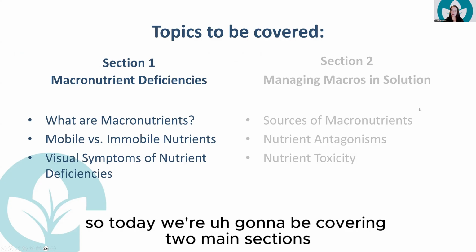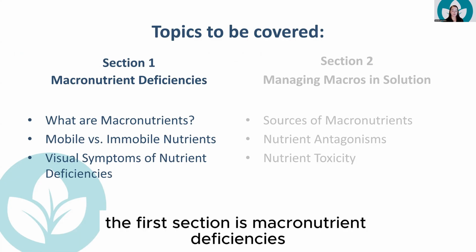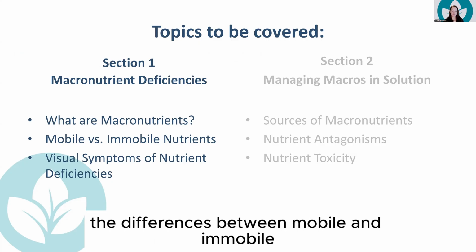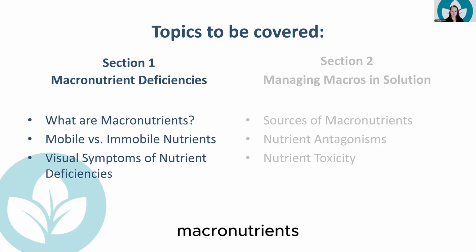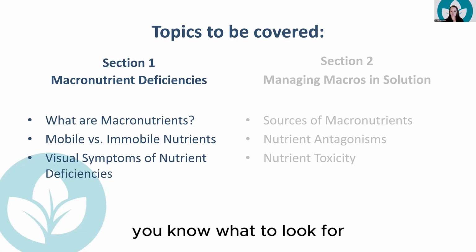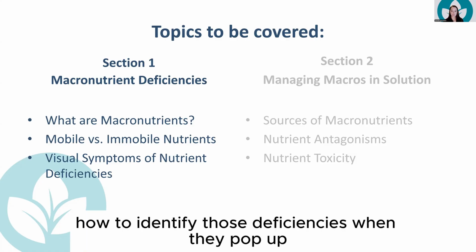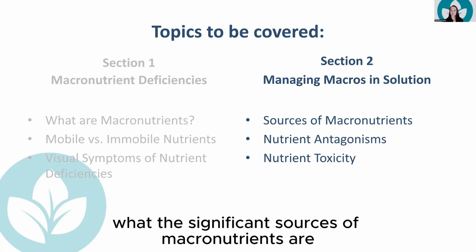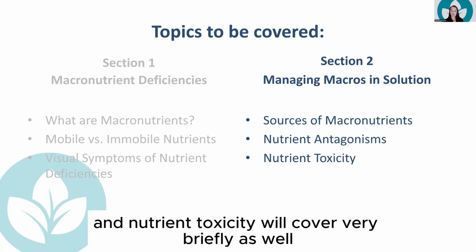So today we're going to be covering two main sections. The first section is macronutrient deficiencies. We're going to talk about what macronutrients are, the differences between mobile and immobile macronutrients, and the visual symptoms of nutrient deficiencies. What to look for, how to identify those deficiencies when they pop up. And in the second section, we'll be talking about where macronutrients come from, what the significant sources of macronutrients are, nutrient antagonisms, and nutrient toxicity we'll cover very briefly as well.